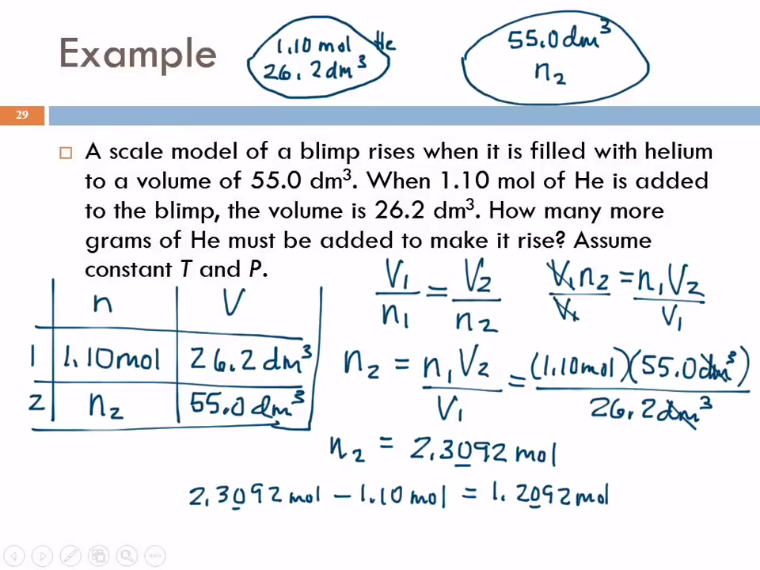How many grams is that? Use the molar mass. So the molar mass of helium is 4.003 grams of helium for every mole of helium. The units cancel out. So I've got 1.2092 times 4.003 equals. This is my final answer, so I am going to round. We should have 3 sig figs here. So we need 4.84 grams of helium. Any questions?